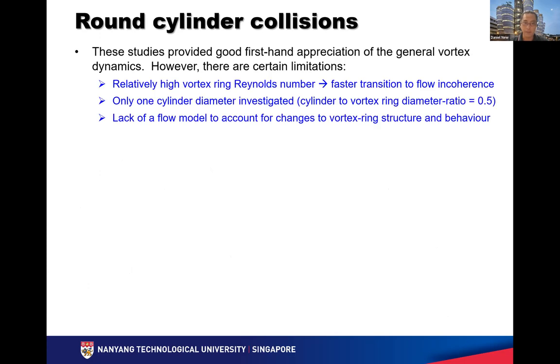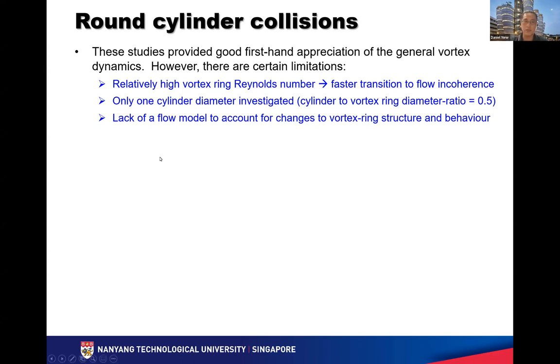However, their studies proved to have a few limitations. For one, the Reynolds number of the vortex ring is relatively high. If I recall correctly, it's about 40,000. This translates to much faster transitions to flow incoherence, which makes it very challenging to figure out the flow mechanism, how the vortical structures evolve, develop and dissipate, and so on and so forth.